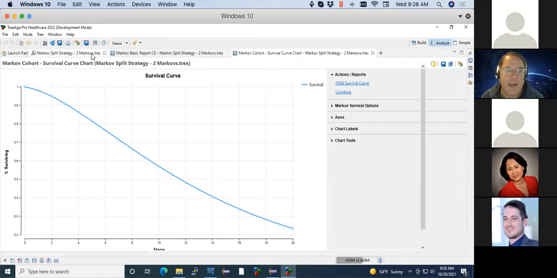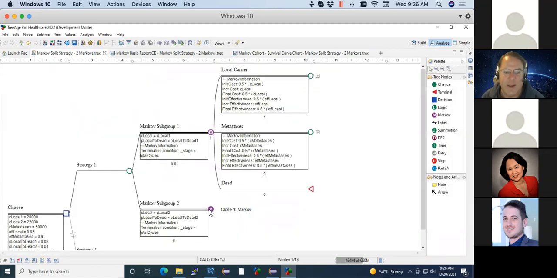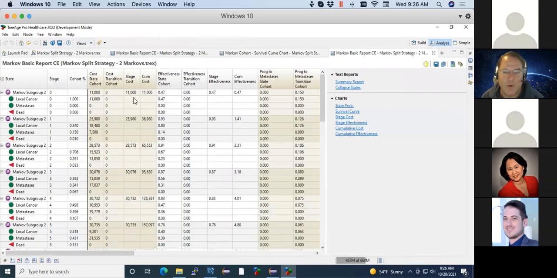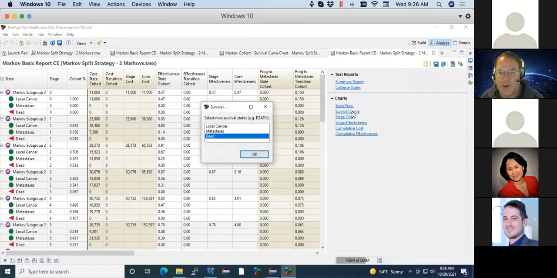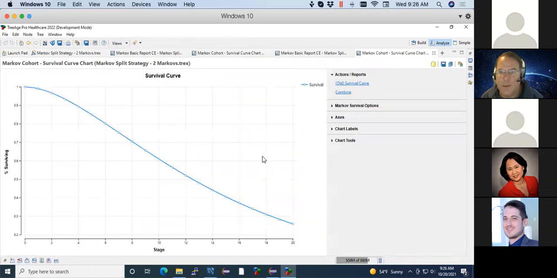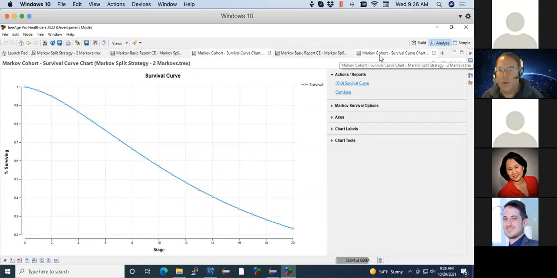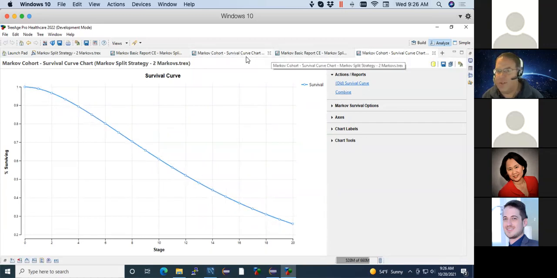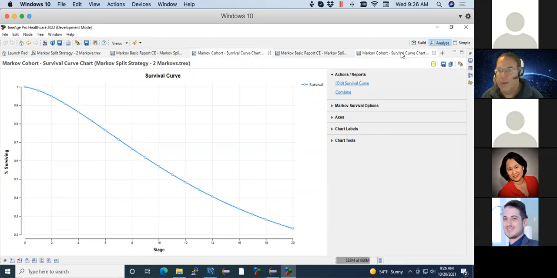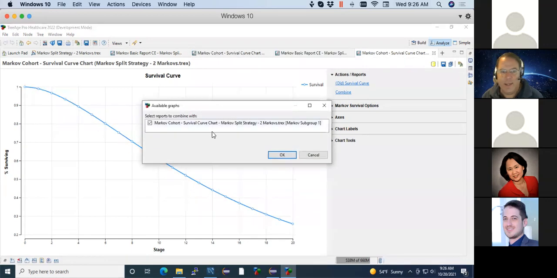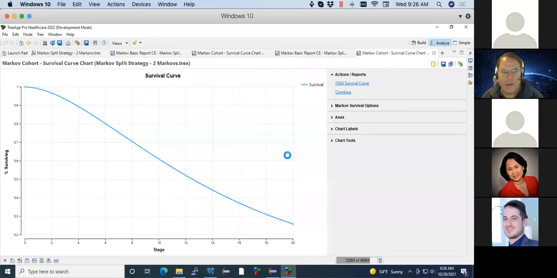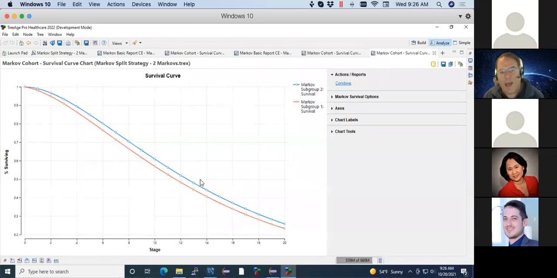So I could go back here, again, pretend this is a second strategy, run the same report on the second group, generate a survival curve from there. And you see this is new, this little combine button. This combine is here because there are two available survival curve graphs of the same type. So I can hit combine. It says, okay, bring the other one in. And now you have the survival curves from both those Markov processes.